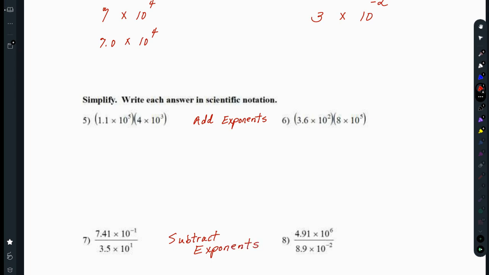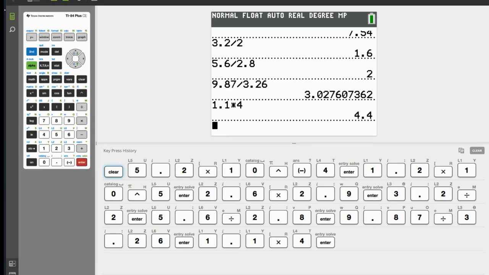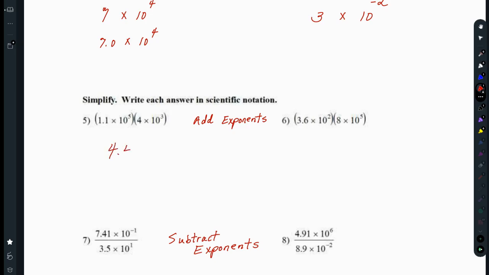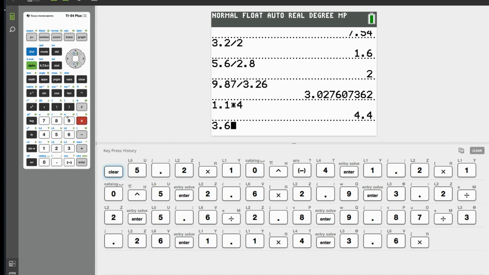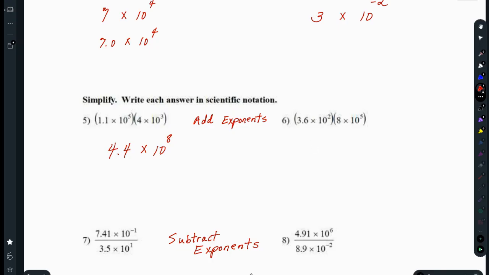So 1.1 times 4, that's going to give me 4.4. We're going to add the exponents. 5 plus 3 is 8. Done. 3.6 times 8. That's giving me 28.8. Now be careful right here. This is very sneaky. Okay, 28.8 times 10 to the 2 plus 5.